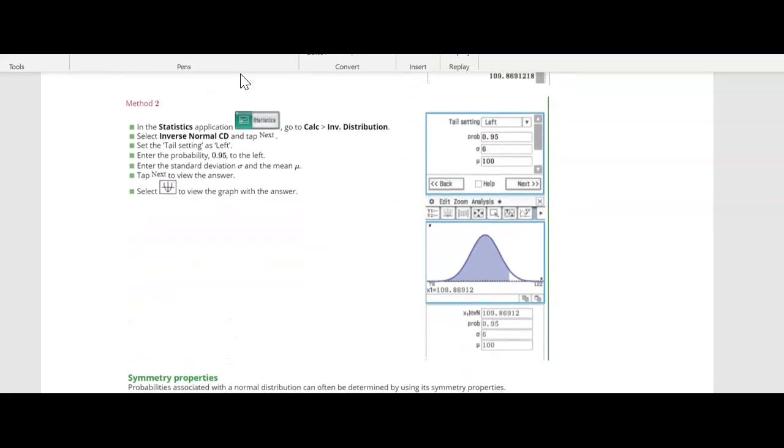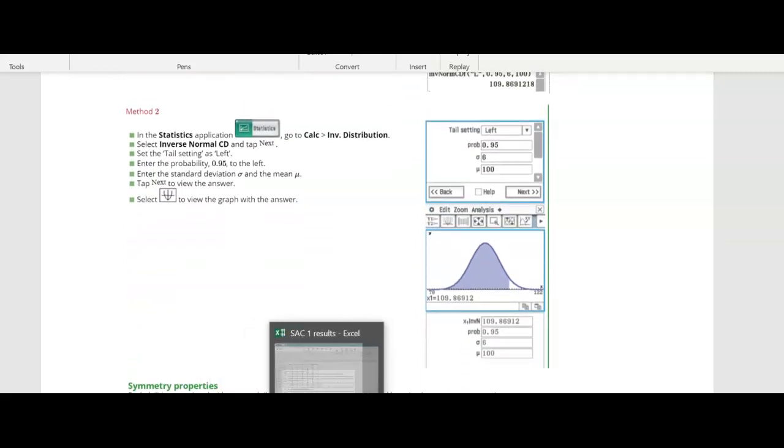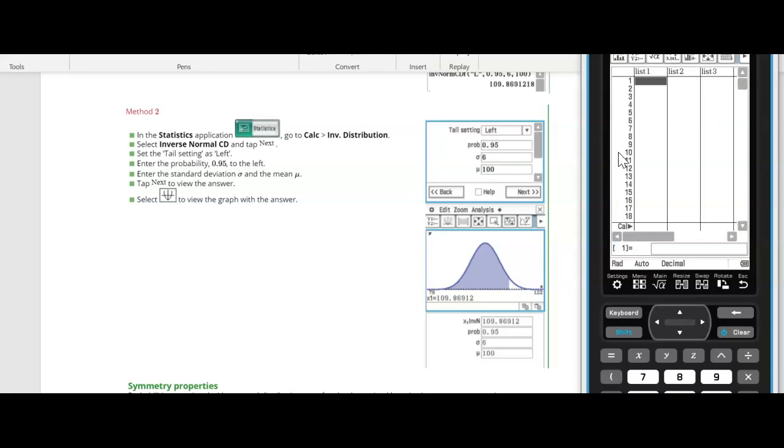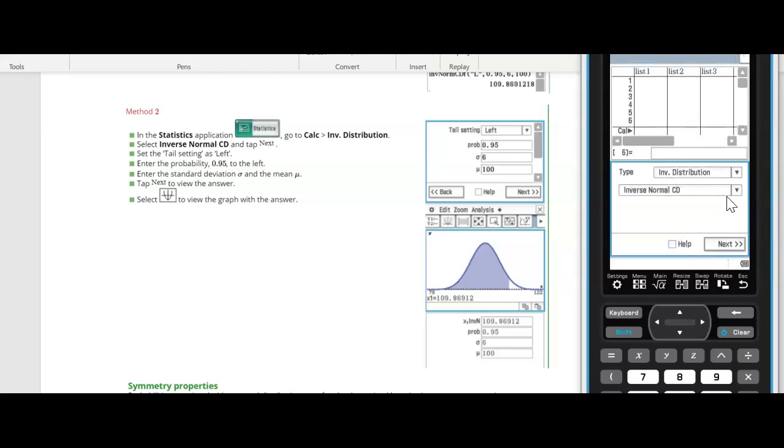All right, second method when we've got our graph. So let's just get that calculator back up. Okay, so let's go back to our statistics menu. Statistics. Okay, calc, inverse distribution. Okay, so we want to do inverse normal CDF, so it's already there. Tap next. Okay, so your tail setting we want as left. All right, your probability is 0.95. And this time remember our standard deviation is 6 and our mean is 100.